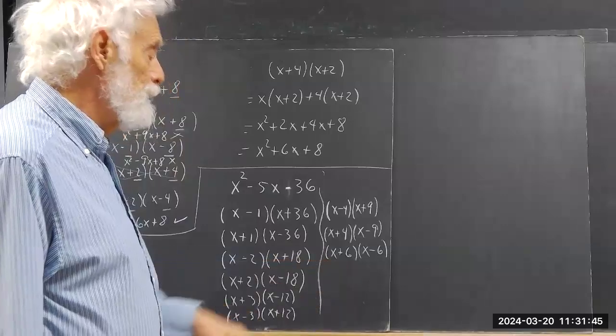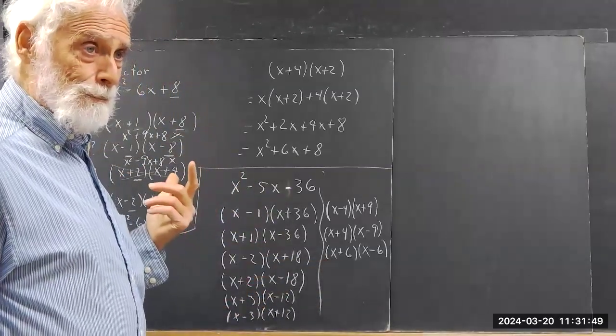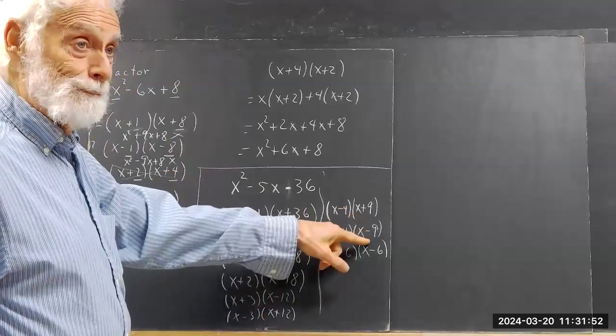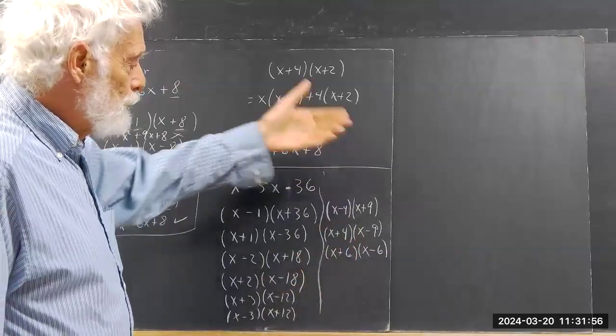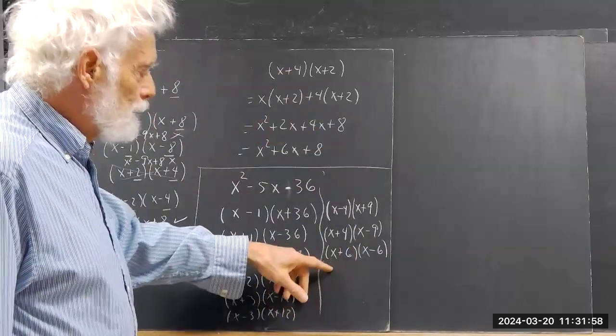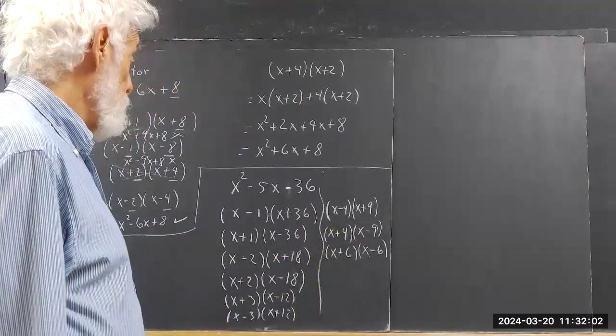Now, after 6, the next number that divides 36 is 9. And we've already used 9. So after we get to 6, we don't have to go any further. We don't have to list x plus 9 and x minus 4 again. We've already got it.